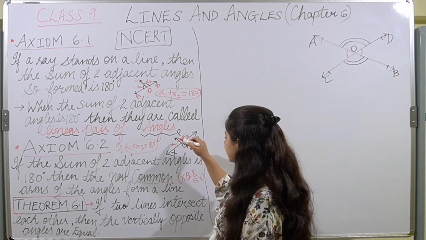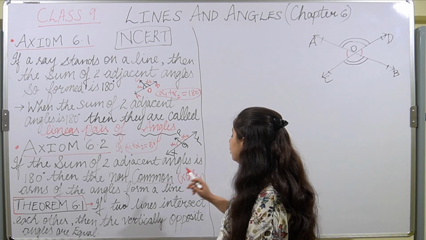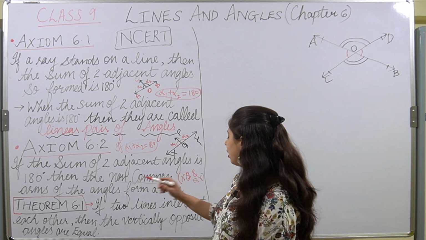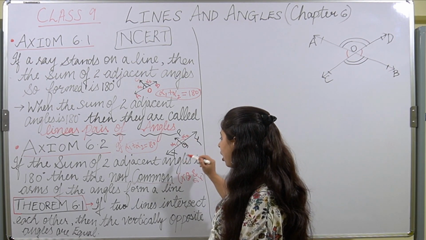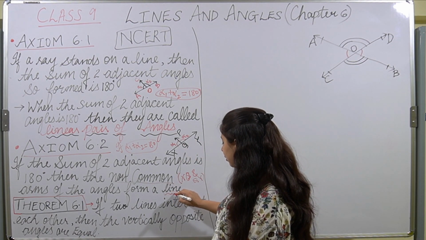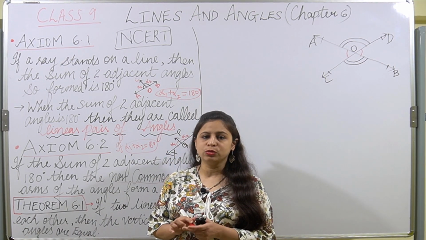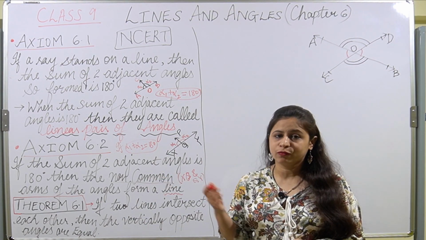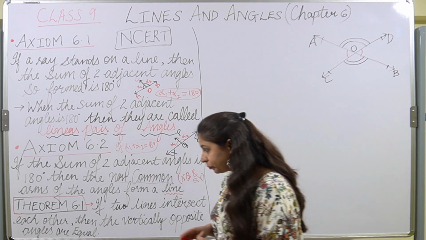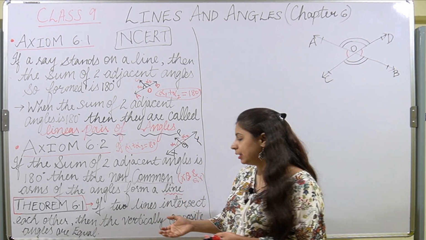So the common arm is PQ, Q is the vertex, and the non-common arms are XQ and QY. So these non-common arms form a line. So this forms my axiom 6.2. Both these axioms are important for solving the questions. Then comes theorem 6.1 of NCERT.